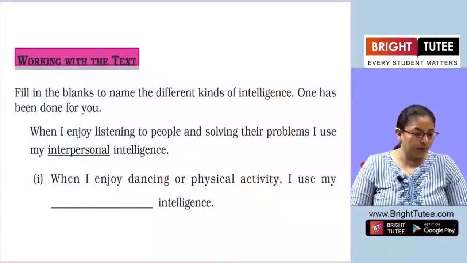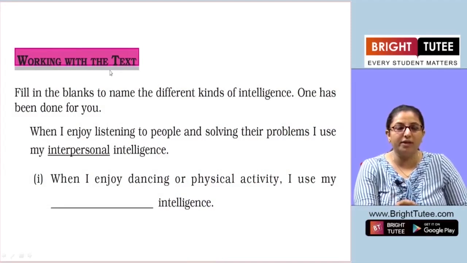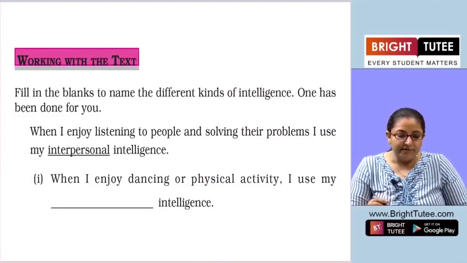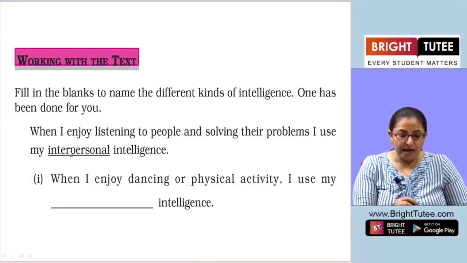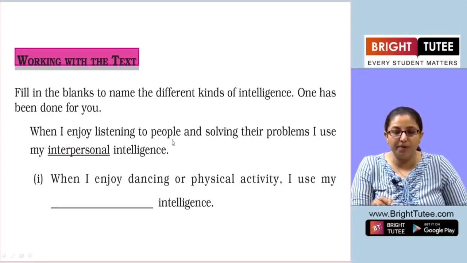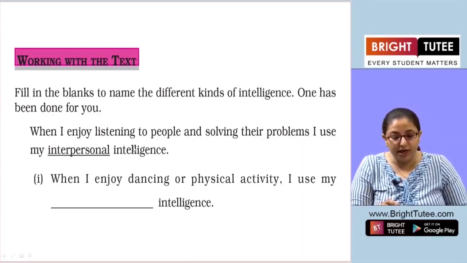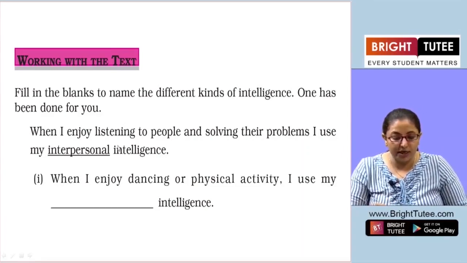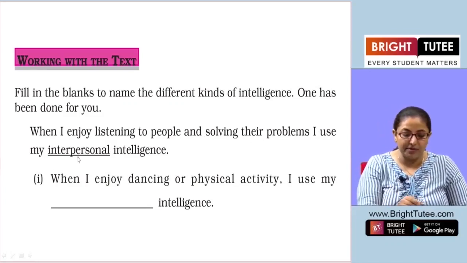So we will be starting with the exercises now. First, we'll be doing the working with the text. Let's read what it says. Fill in the blanks to name the different kinds of intelligence. One has been done for you. When I enjoy listening to people and solving their problems, I use my interpersonal intelligence. So when that person is listening to people and solving their problems, he is using interpersonal intelligence.